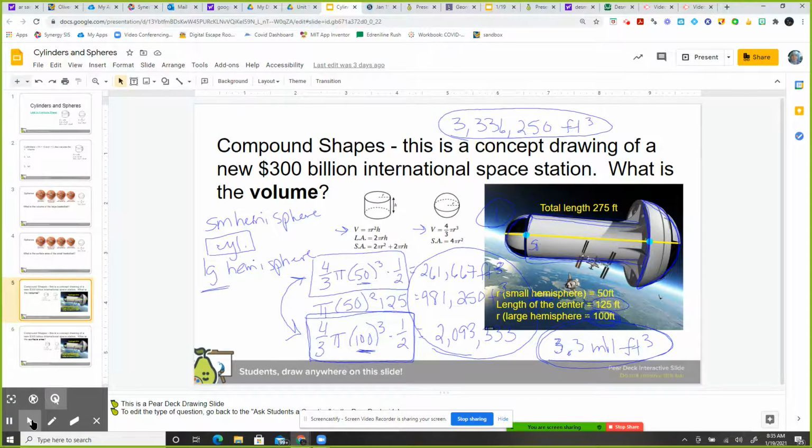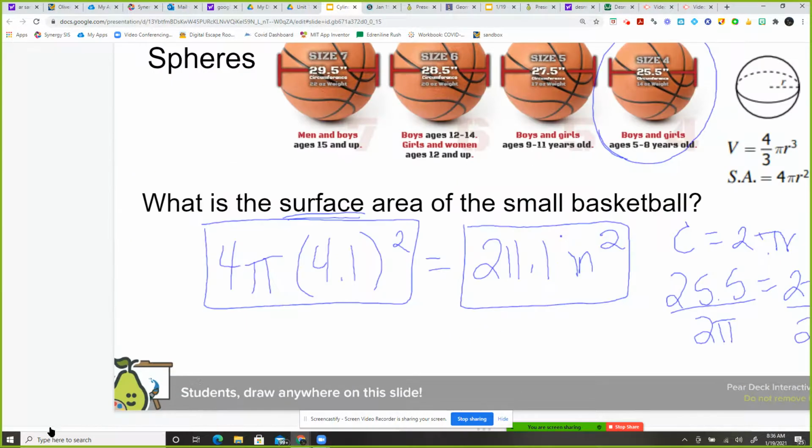Questions on that? When you have a compound shape, you just need to find the volume of each of the pieces and then put it all together. You got a different answer? Where did I go wrong? What did I do wrong? What's different?